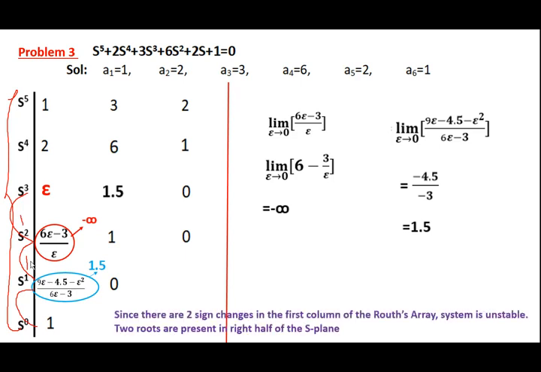So since there are two sign changes in the first column of the root array, we can say that the system is unstable. And also the total number of roots we can obtain from the given characteristic equation is 5. So out of 5 roots, 2 roots are present in the right half of the S-plane and the remaining 3 roots are present in the left half of the S-plane.